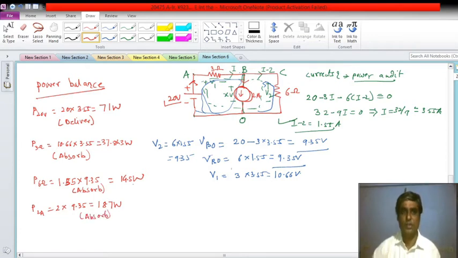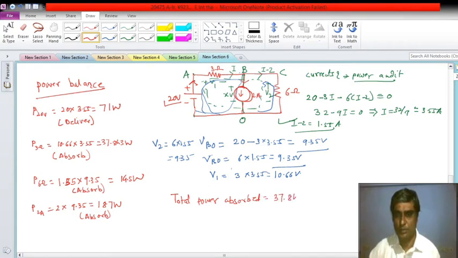Okay, so now let us calculate the total delivered power and total absorbed power. So total power absorbed will be 37.843 plus 14.5 plus 18.7, it comes out 71.0043 watt.